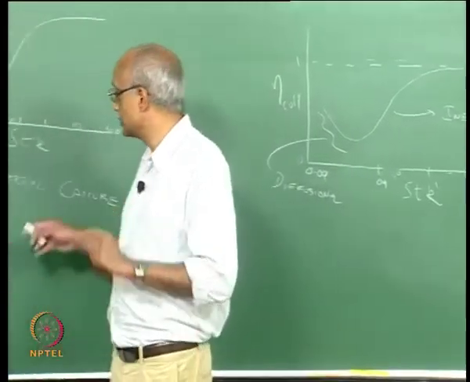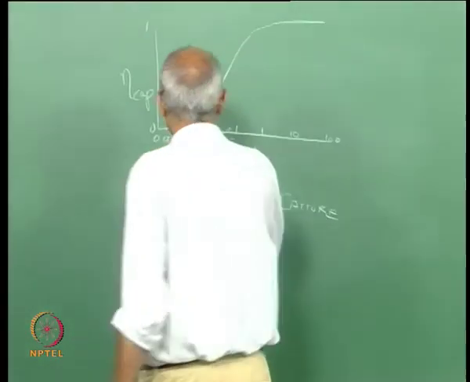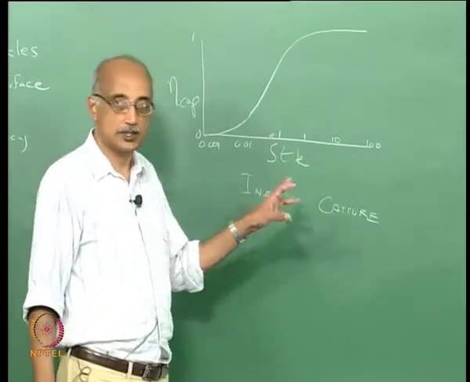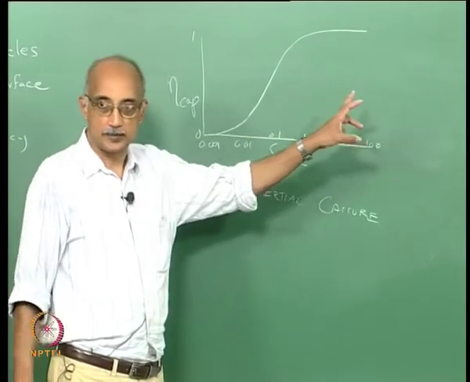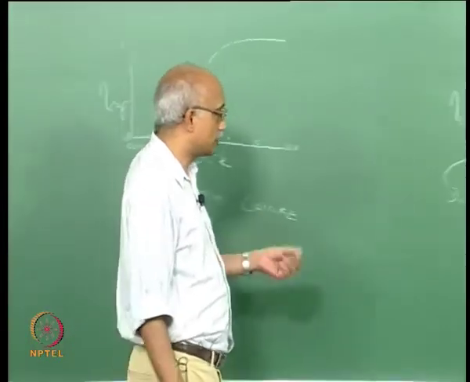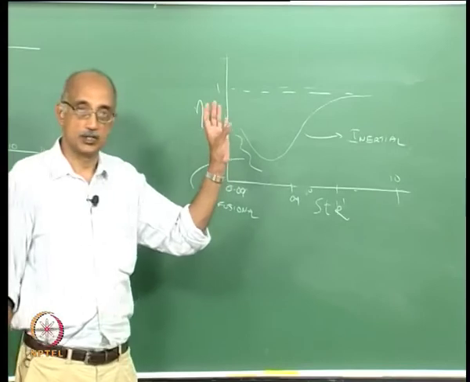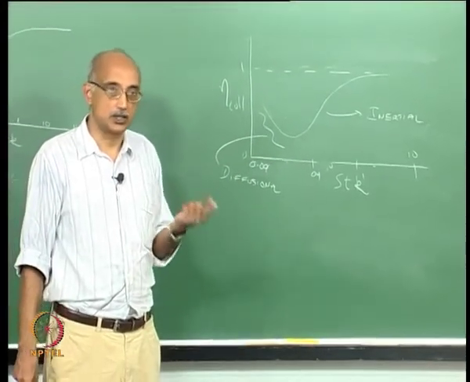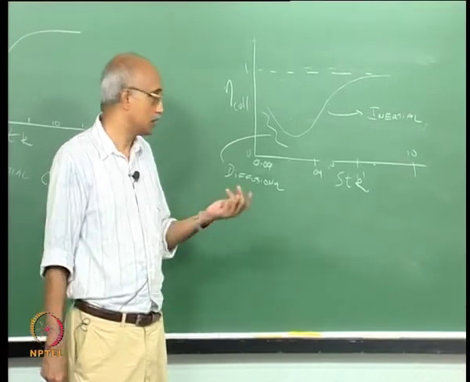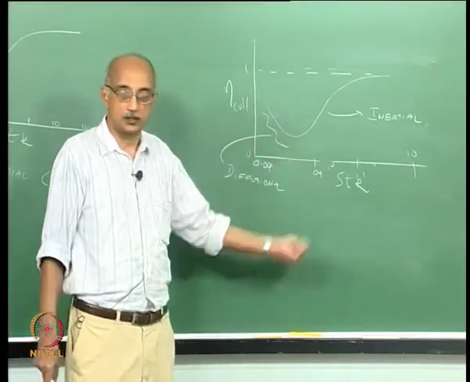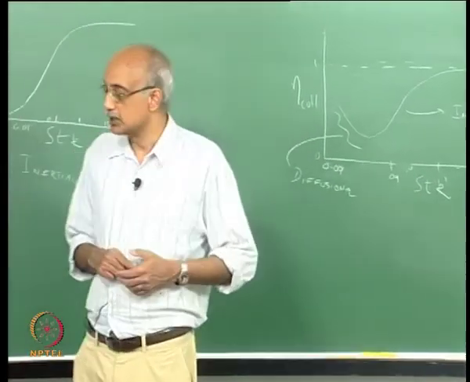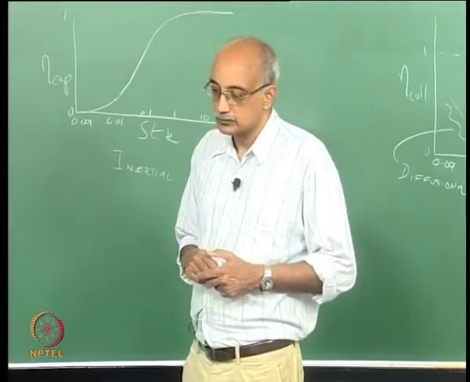If you want to look at the effect of Stokes number on capture efficiency strictly due to inertial mechanisms, then this is a curve that applies. If you want to look at the effect of Stokes number on the overall collection efficiency, including all transport mechanisms, that is inertial, phoretic, diffusional, then this is a kind of qualitative relationship that you will find. Okay, so you have to be able to distinguish between the two.